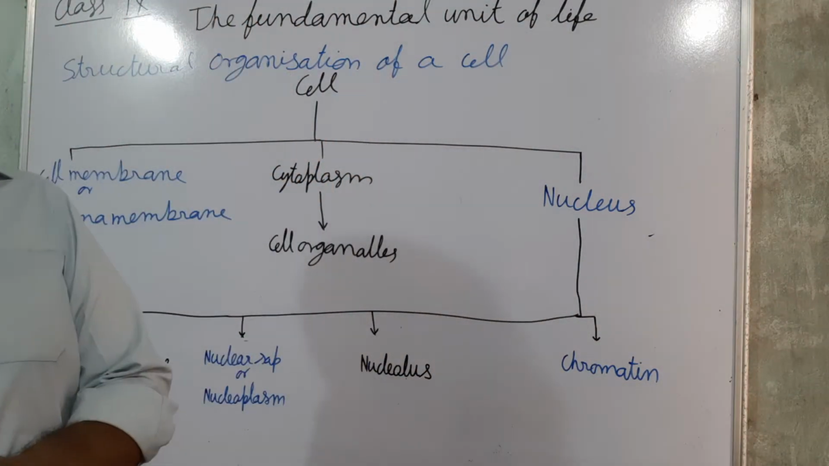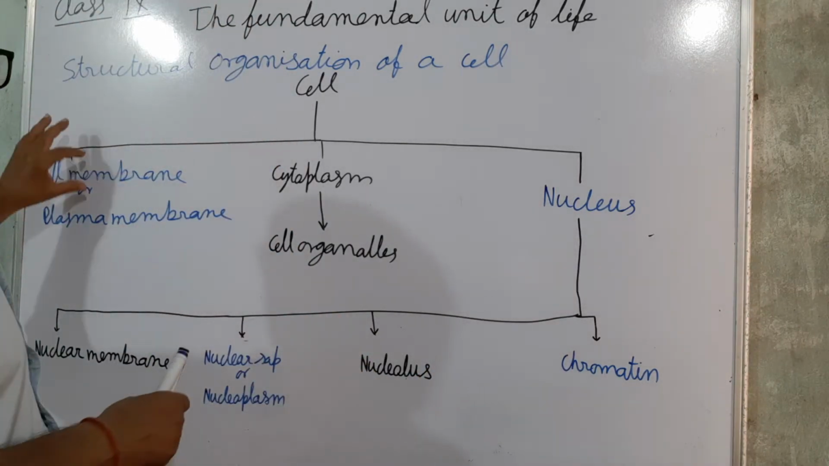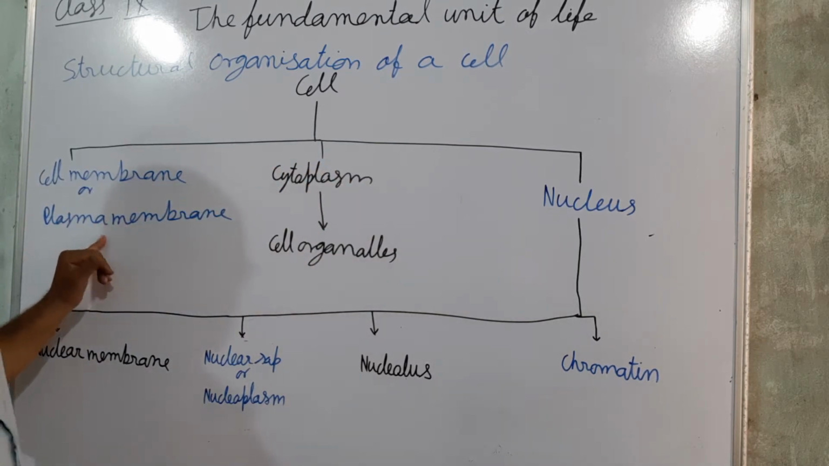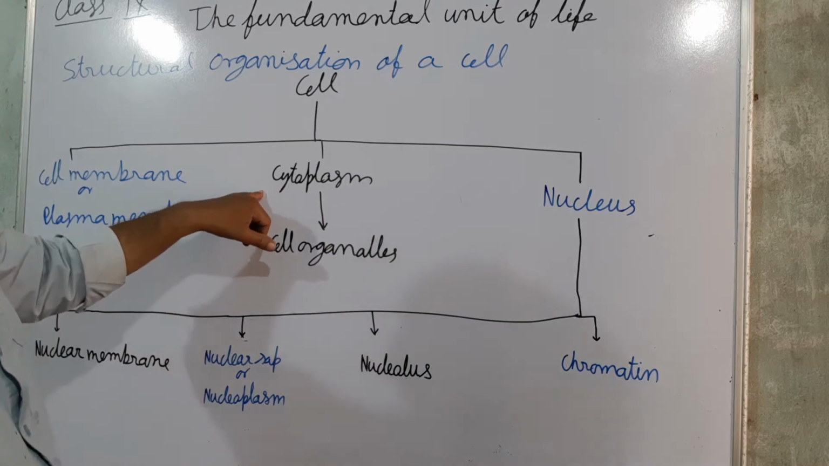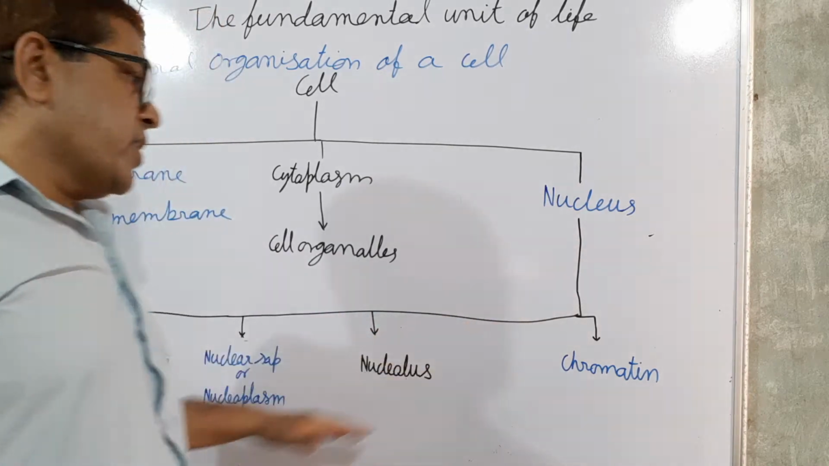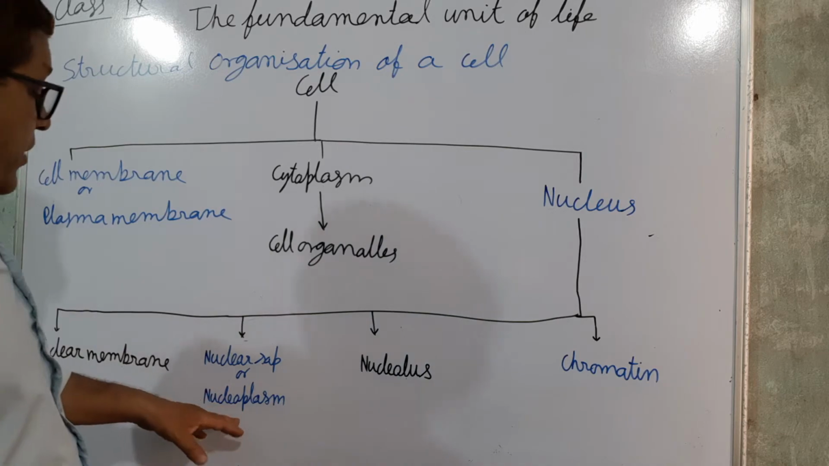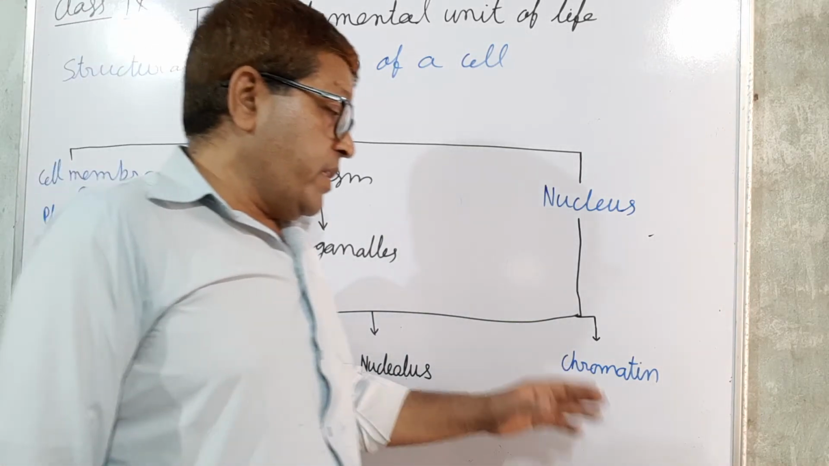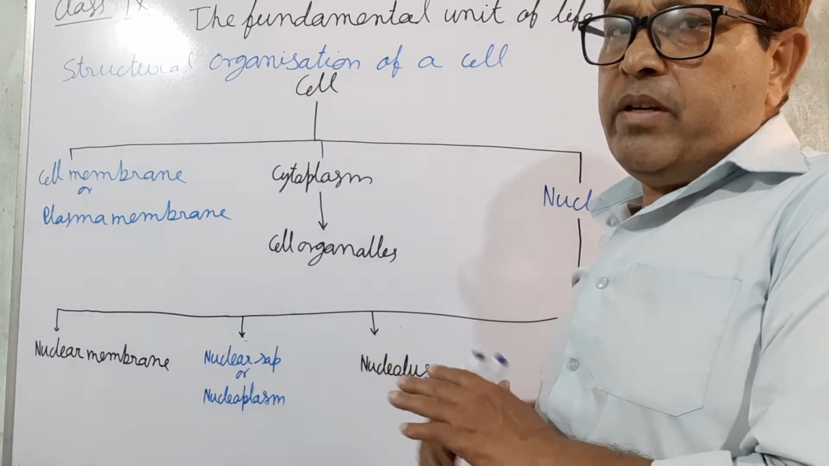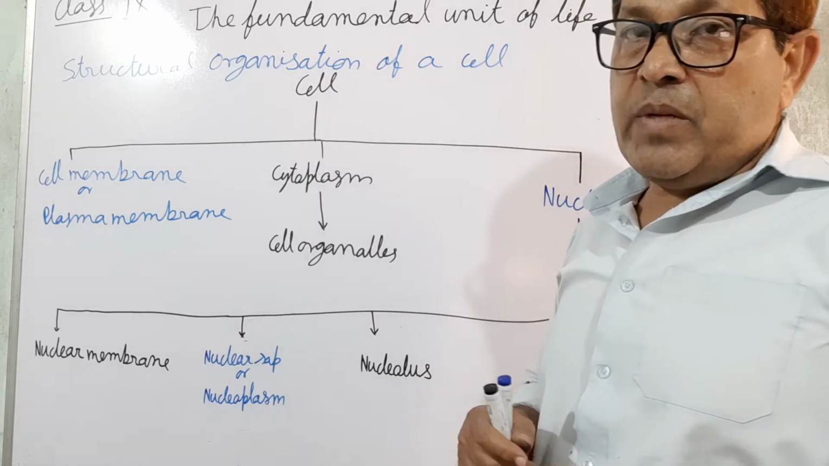These are the different parts of a cell. A cell consists of mainly three parts. One is the cell membrane or plasma membrane, second cytoplasm, and the cytoplasm contains the cell organelles, and the next one is the nucleus. This nucleus consists of four parts: nuclear membrane, nuclear sap or nucleoplasm, nucleolus and chromatin. So we have to discuss in detail one by one. First, we are going to study about the cell membrane or plasma membrane.